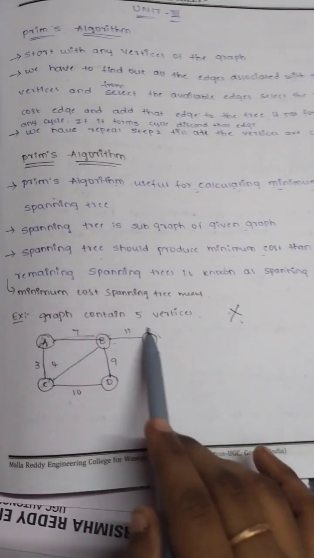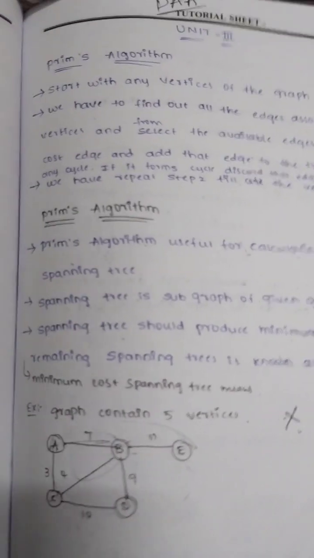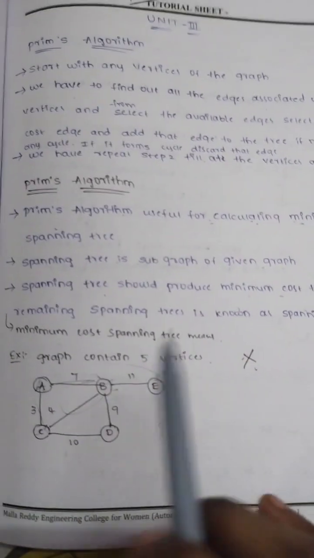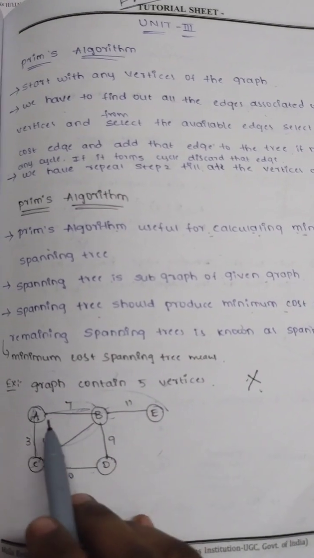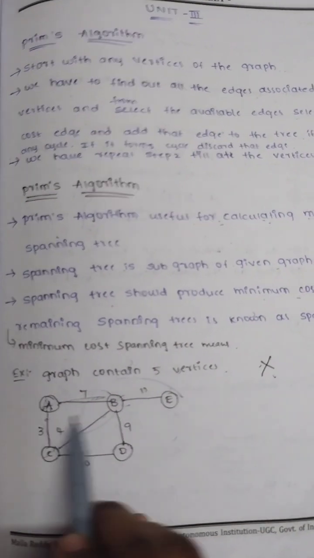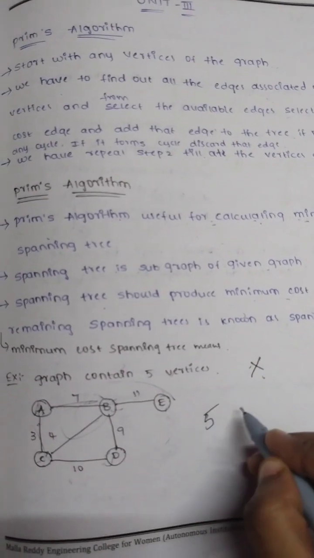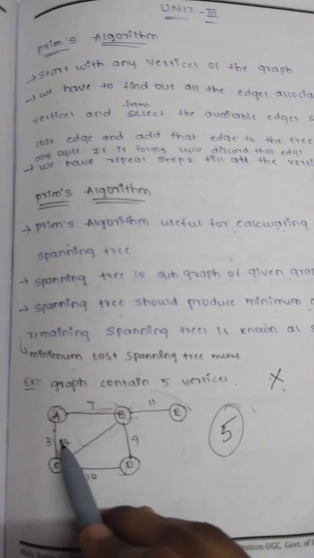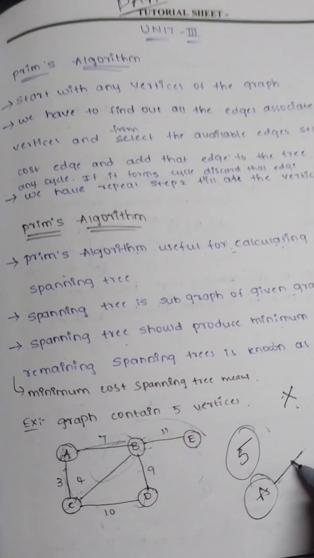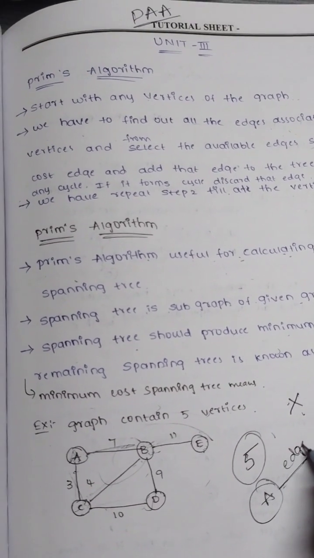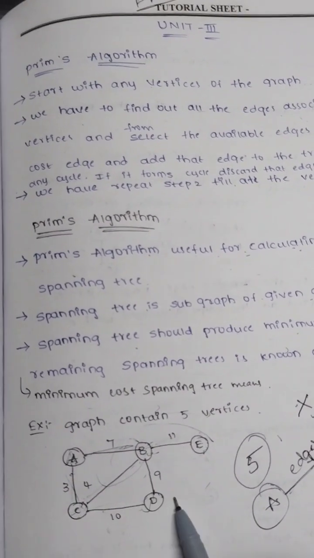So now we are taking one example of Prim's algorithm. Here we are taking A, B, C, D, E, that means 5 vertices, and we have 6 edges. These are vertices, and these associated lines are called edges.